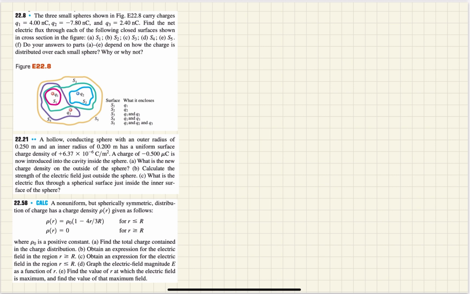Three small spheres carry charges 4 nanocoulombs, negative 7.8 nanocoulombs, and 2.4 nanocoulombs. Find the net electric flux through each of the following closed surfaces. Okay, so surface 1 is this. All we care about is the charges enclosed. The electric flux is equal to enclosed charge over epsilon naught. So all we want is the enclosed charge. Anything outside is not enclosed. It goes through both sides of the surface, and so it's not part of the electric flux.